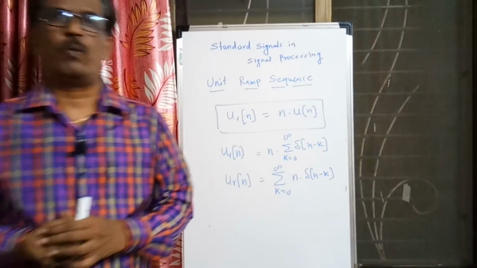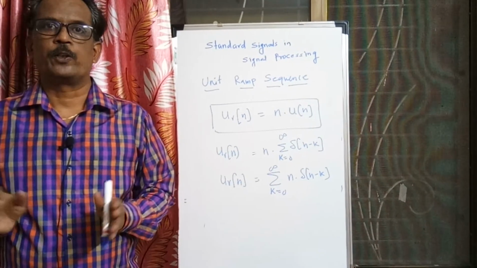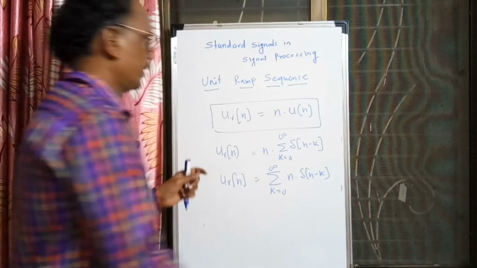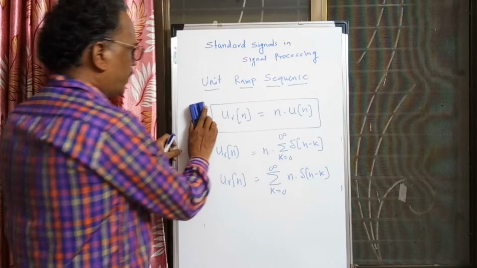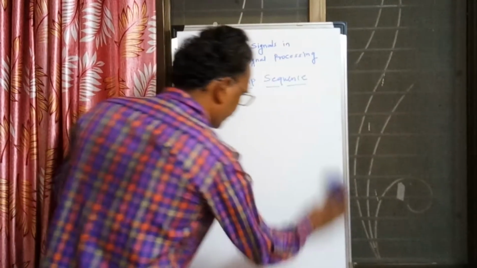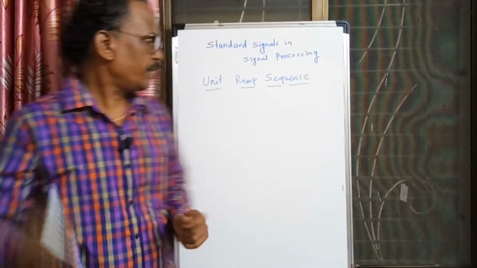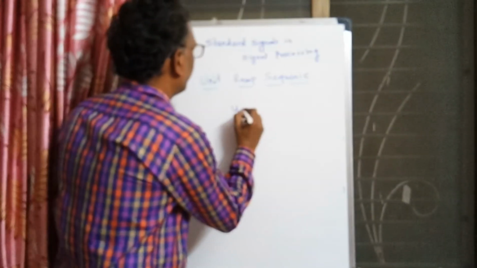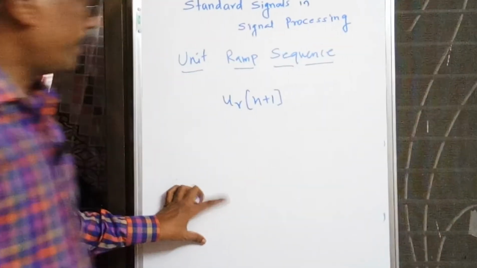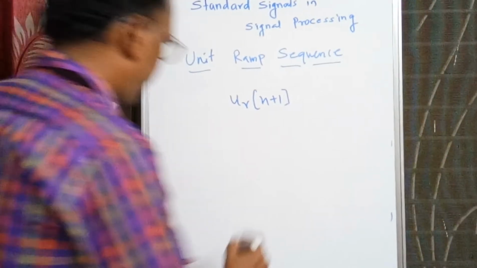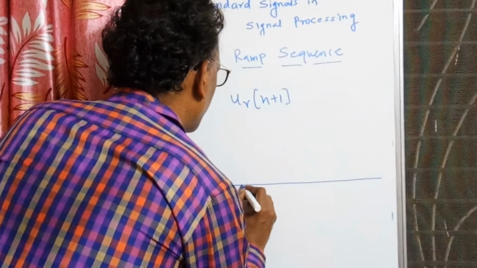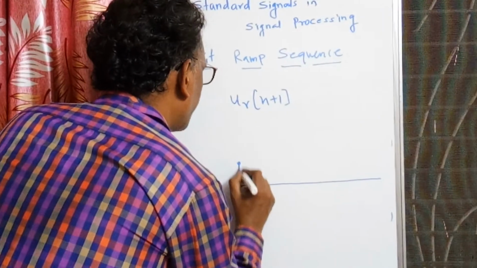Okay, let us find what will happen if you subtract ur[n] and ur[n-1]. So let us do the subtraction of ur[n] and ur[n-1]. Let us draw the signal ur[n+1]. So the signal is ur[n] shifted towards the left by 1. So what will happen? We'll see. Instead of being 0 at 0, it is 1 at 0.